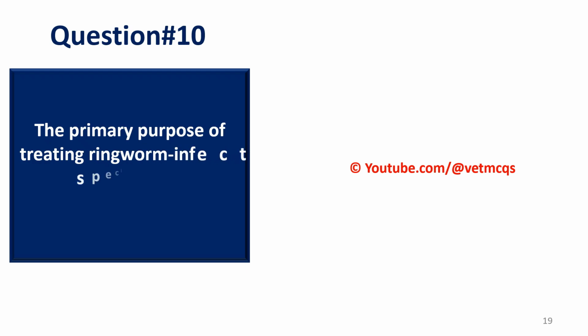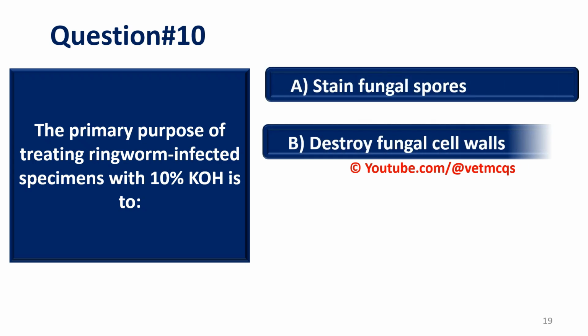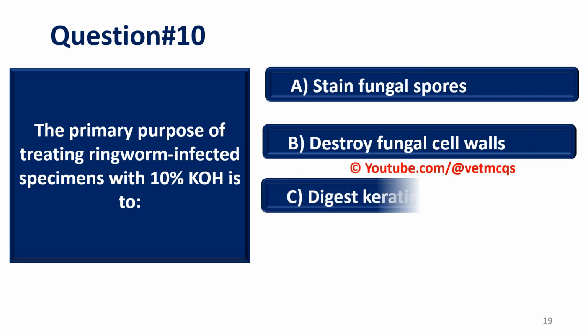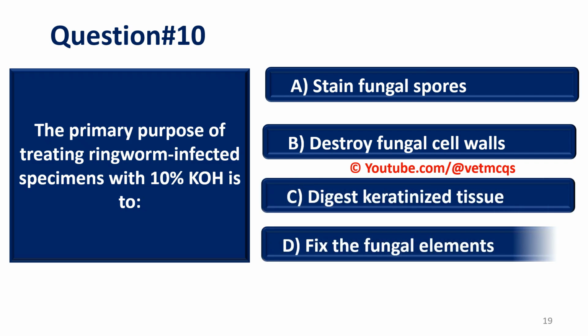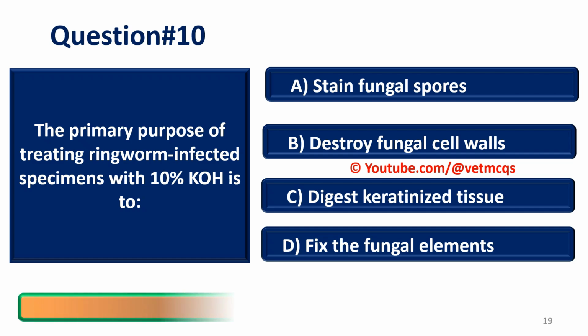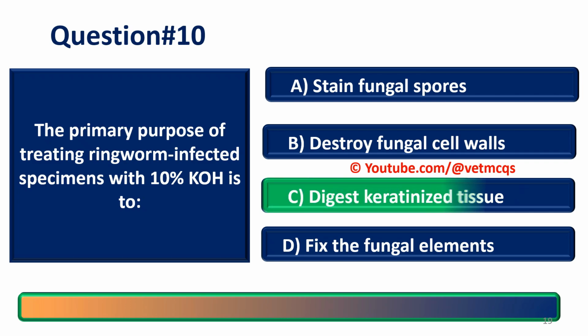The primary purpose of treating ringworm-infected specimens with 10% potassium hydroxide is to stain fungal spores, destroy fungal cell walls, digest keratinized tissue, fix the fungal elements. And the correct answer is option C, that is digest keratinized tissue.